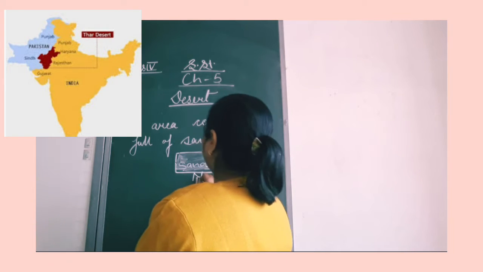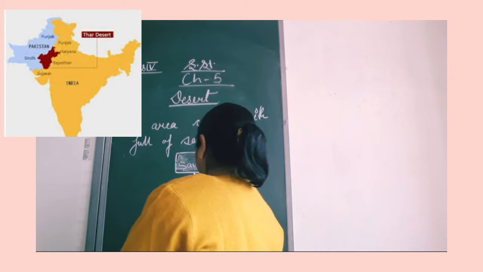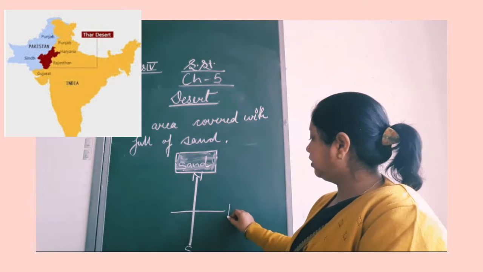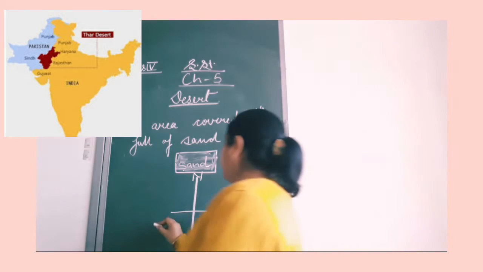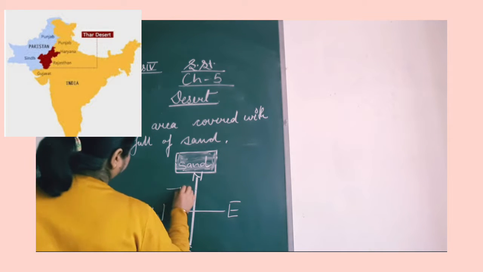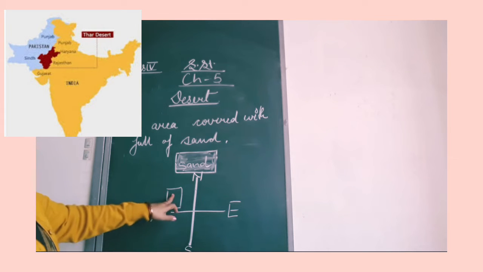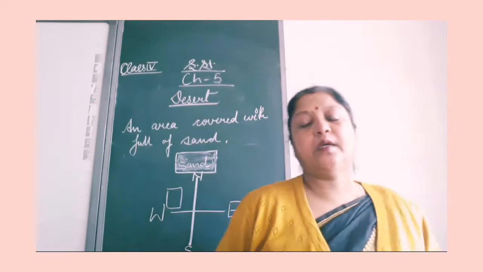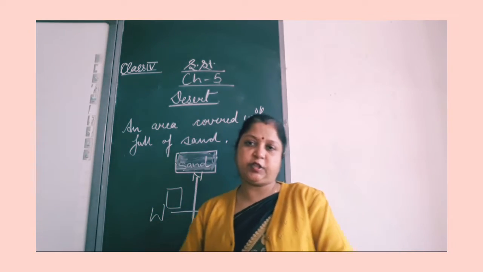In a map, north is always on top, at the bottom is south direction, then east and west direction. So, in India, the desert is in the west direction. Okay, Bharat में ये west direction में. Understand?